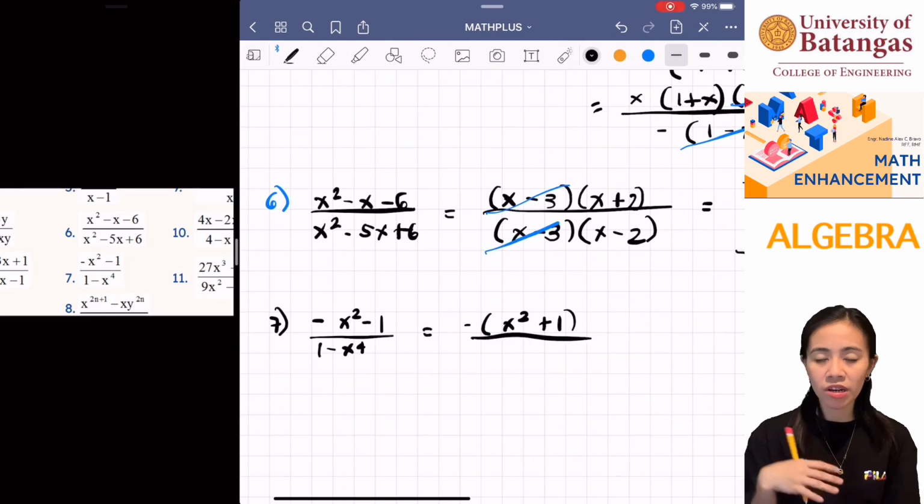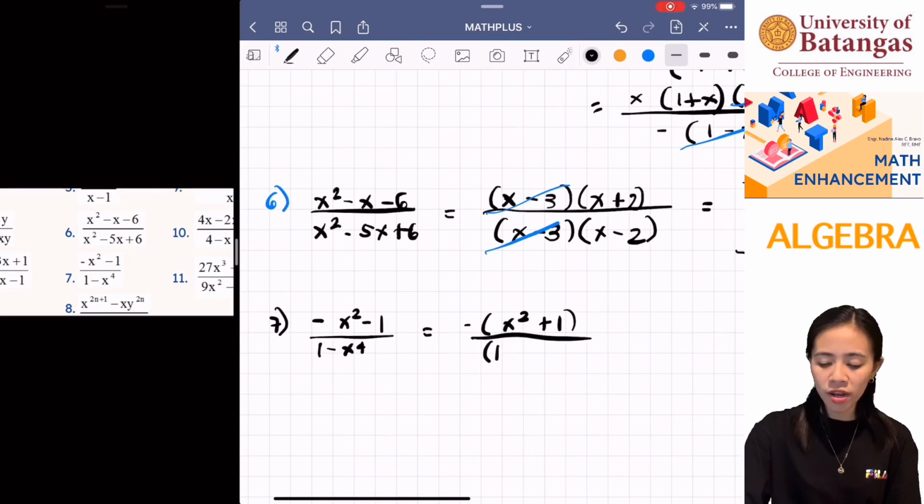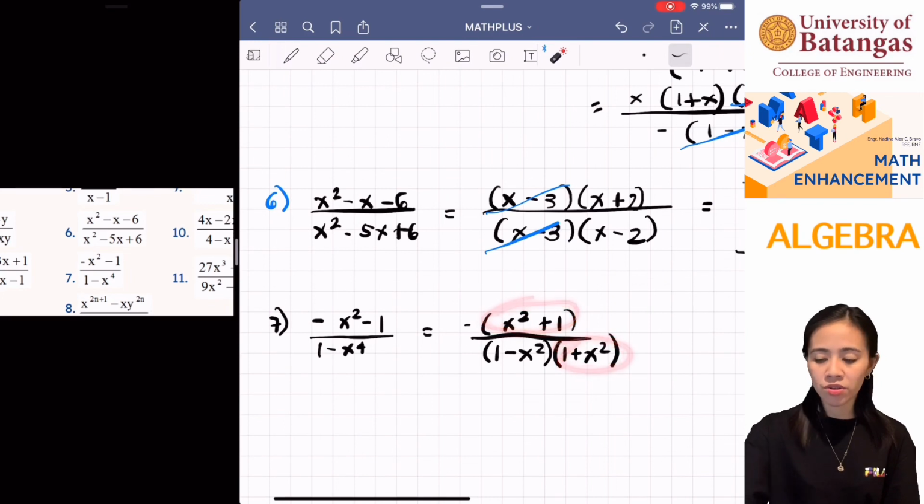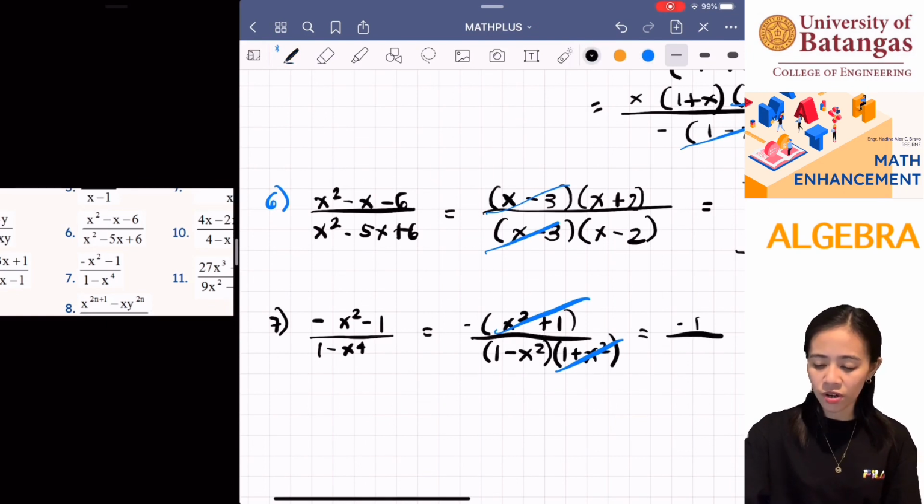Pero the denominator is a difference of squares. So, pwede natin i-factor yun. I have here 1 minus the square root of x to the 4th is x squared. And then I will have 1 plus x squared. Okay. And obviously, I have here 1 plus x squared in the numerator and in the denominator. So, that means I can cancel that out. Okay. And that will result in an answer which is the negative 1 over 1 minus x squared.